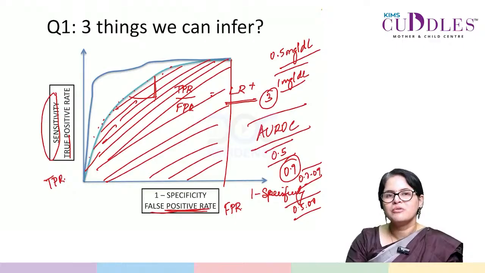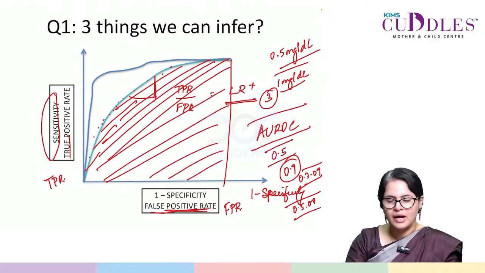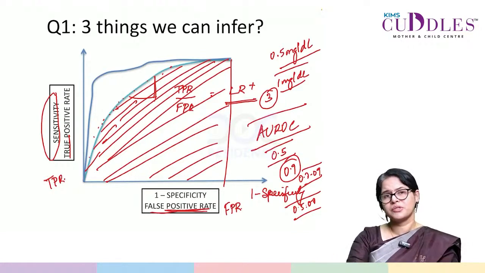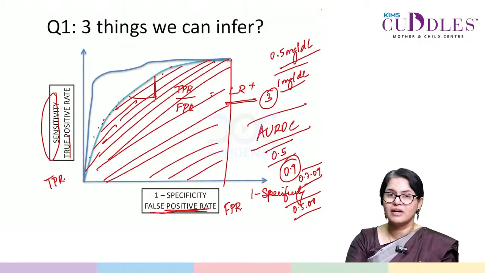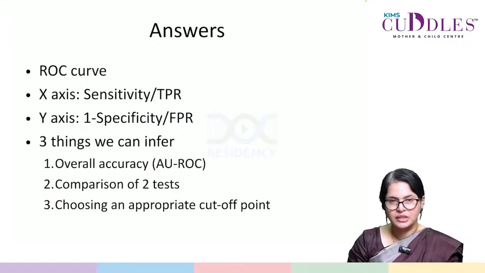So AUROC, the greater it is, the better is the discriminating ability of the test. And this is a curve in which the x-axis represents false positivity rate, which is 1 minus specificity, and the y-axis is true positivity rate or sensitivity. So this was about the AUROC.